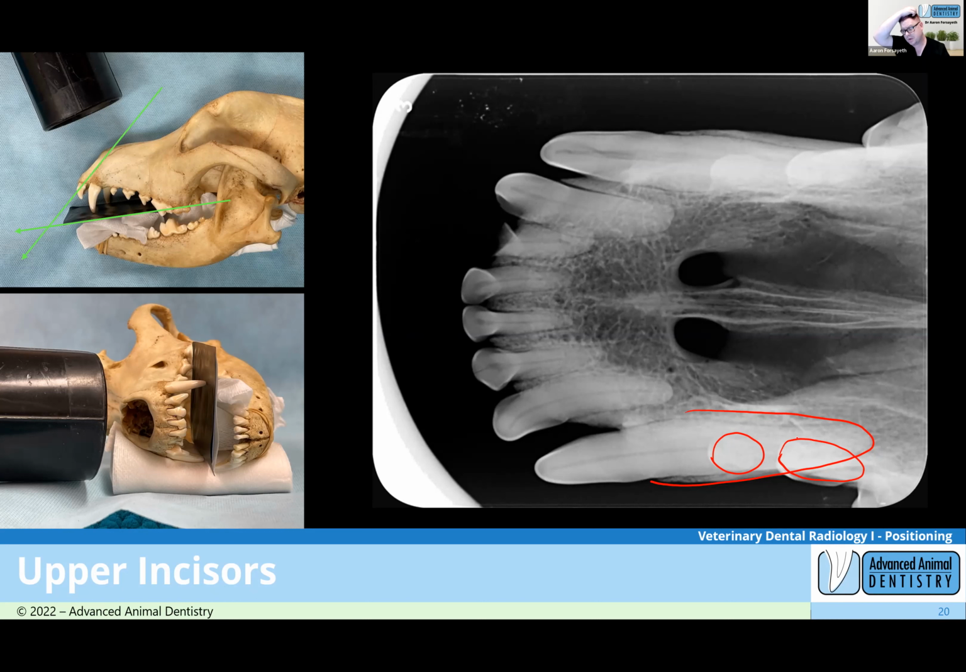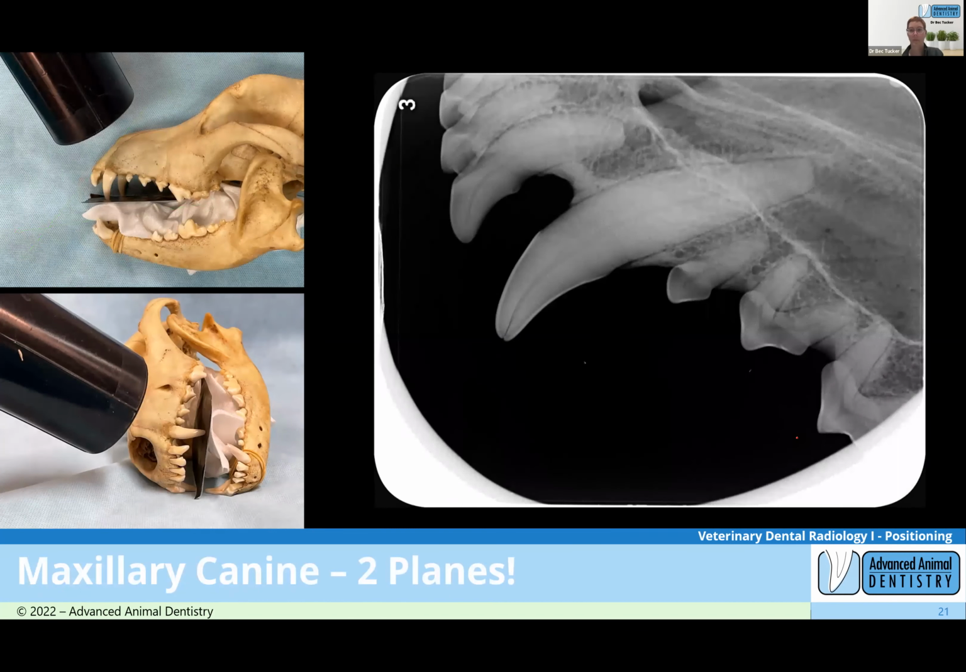So how do we do a canine? This is where it starts to get a bit tricky and actually a bit cooler. If you thought you knew bisecting angle, you've got to do it twice in this shot. To really get the best images of maxillary canines, we do have to bisect at 2 different angles here.